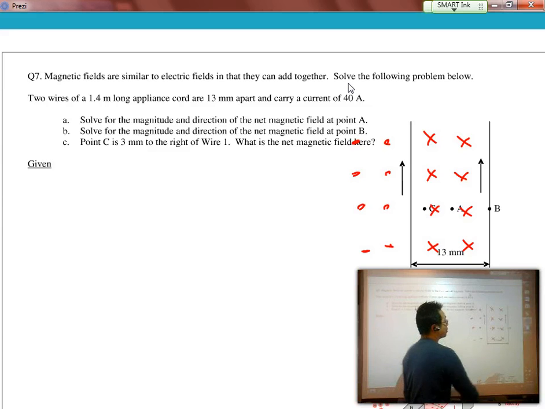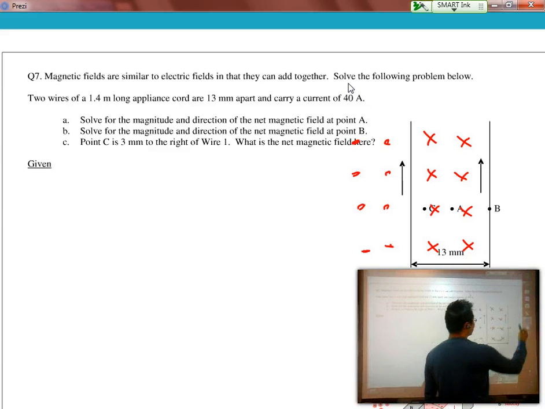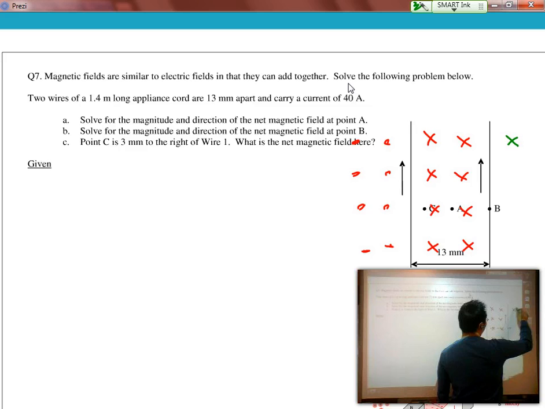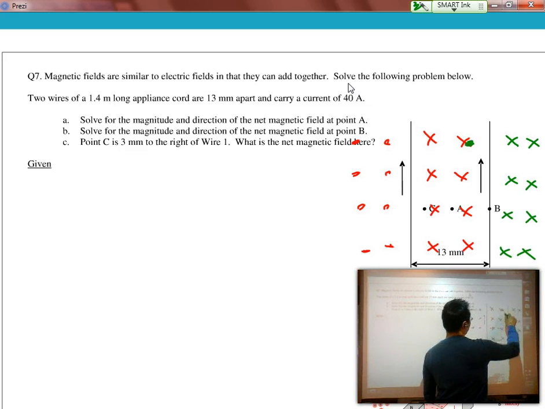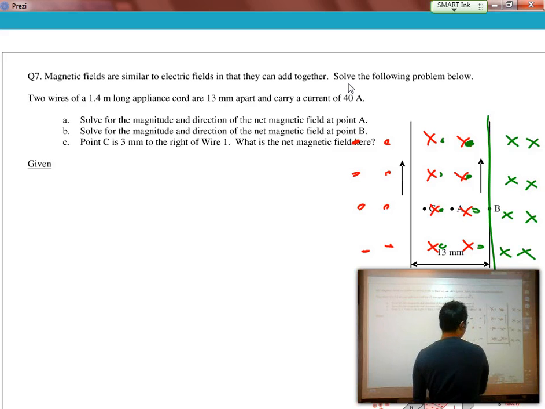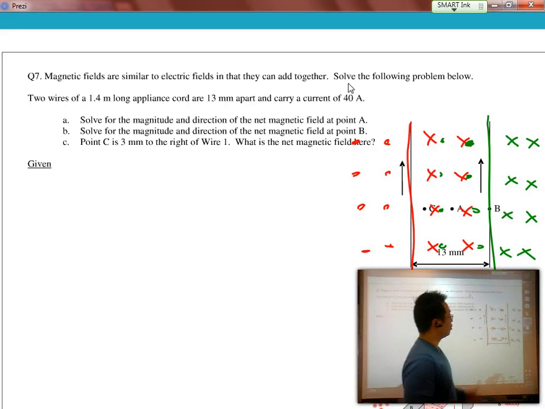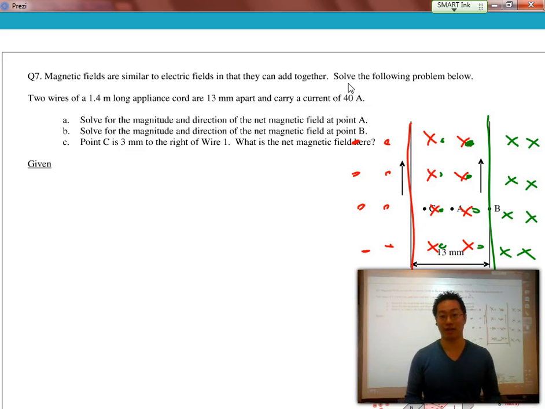If we do the same thing with our right wire, we can see that it's going to be going into the page on the right-hand side, out of the page on the left-hand side. So keeping our red and our green here, okay? So we can see that overall, in between the two wires, the two magnetic fields are going opposite directions. That means that they are going to cancel each other out.